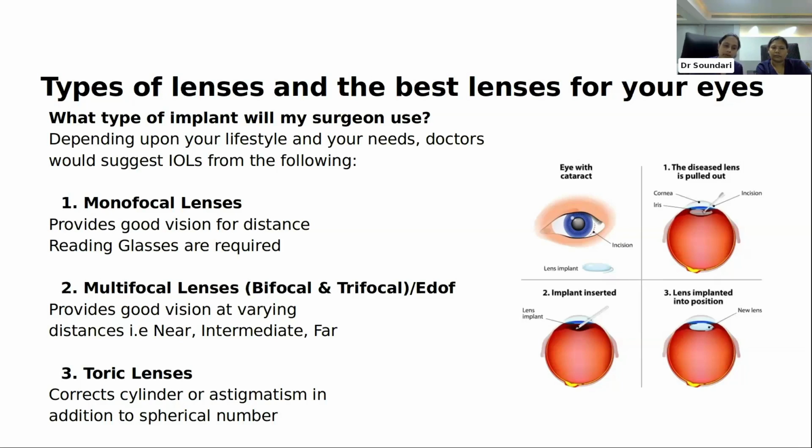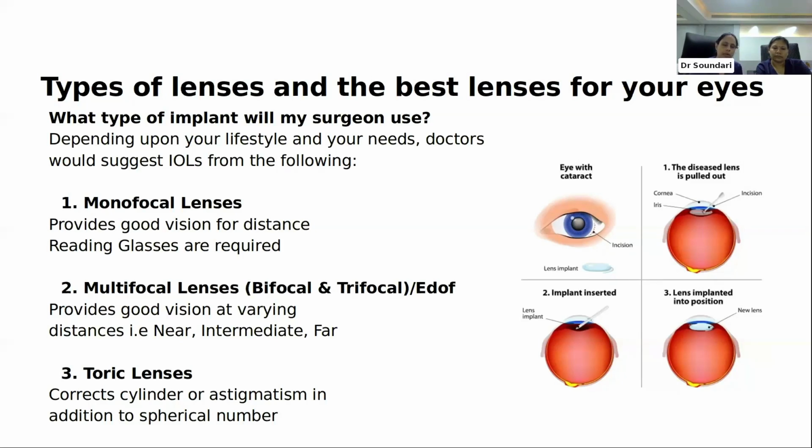So in multifocal lenses, you have EDOF, which we call extended depth of focus lenses, and trifocal lenses. Depending upon the lens, they provide good vision at varying distances. Some lenses are good for near and intermediate. Some lenses are good for far and intermediate. Some lenses will focus for all the distances.